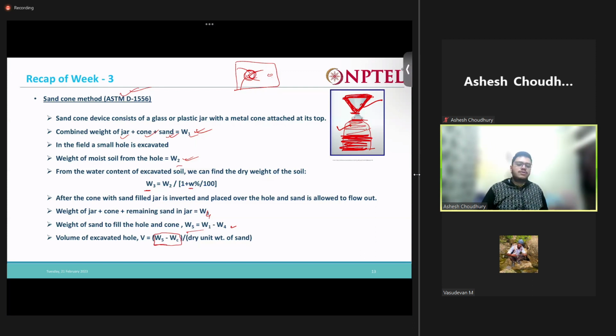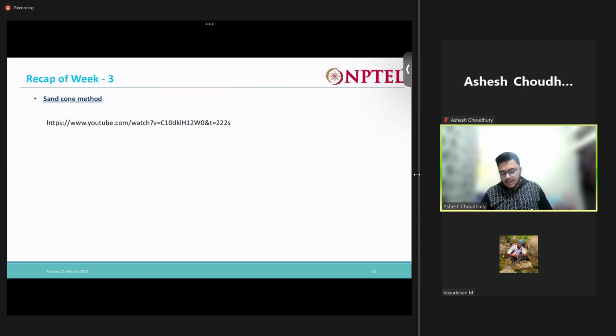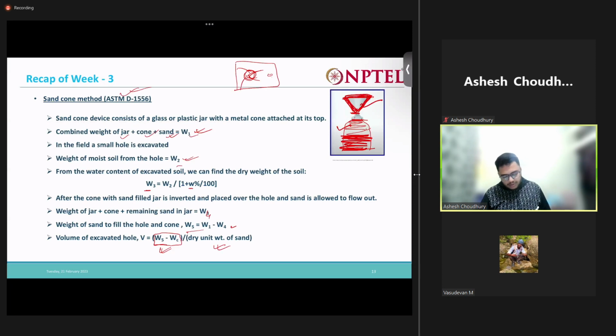So ultimately, we are finding the weight of the sand that has filled the hole in the ground. That weight is divided by the dry unit weight of the sand. So you need to know the dry unit weight of the sand which you are using in this experiment. If you divide this, we can get the volume of the hole, right? So now you know the weight, and you know the volume.